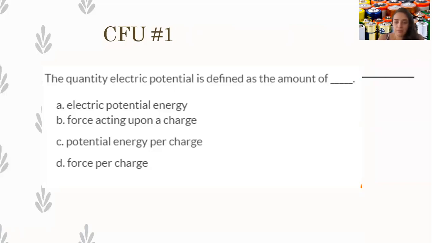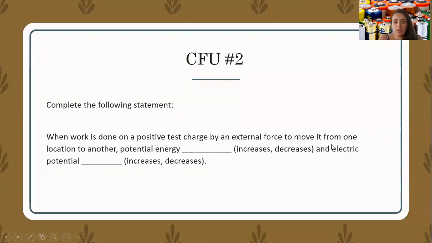All right, moving along. So here is our next check for understanding. So complete the following statement. In your classwork document, this is there, so you can type in your answer there as well. When work is done on a positive test charge by an external force to move it from one location to another, the potential energy will increase or decrease, and the electric potential energy will increase or decrease. All right, so take the next minute to answer this question. You can press pause now if you need.